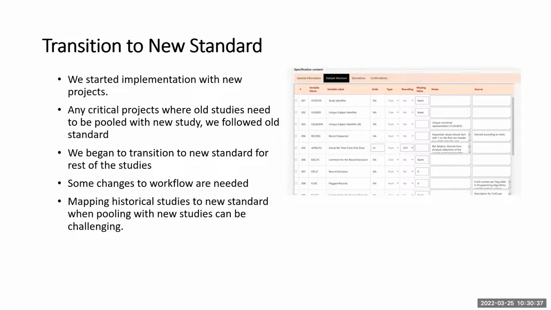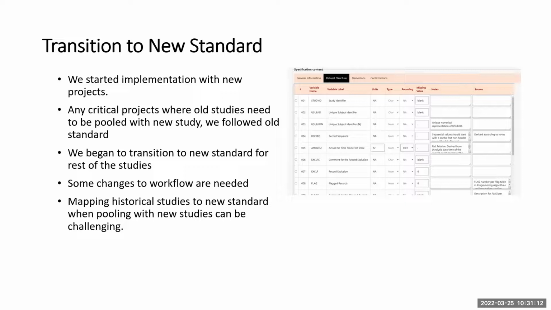So yeah, the way we did it is we started with the new ones, and then any critical projects where old studies needed to be pooled with the new study, we followed the old standard, because we didn't want to put the timelines for these projects in jeopardy by adding another layer of complexity to both programmers and pharmacometricians. So we let them finish the way they already were. And then we began the transition to the new standard for the rest of the studies. And as and when those old studies were done, there were no more running in the old way.